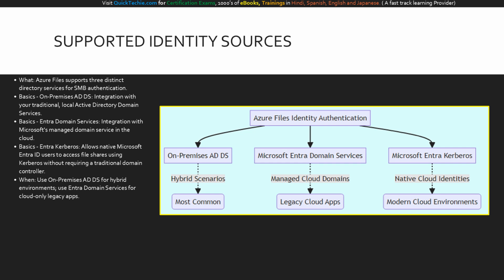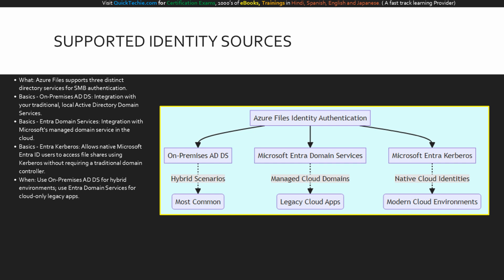When should you use which? If you are running a hybrid infrastructure with on-premises servers syncing to the cloud, on-premises ADDS is your go-to. If you are entirely cloud-based, but have legacy apps requiring domain join, Entra Domain Services is the ideal fit.